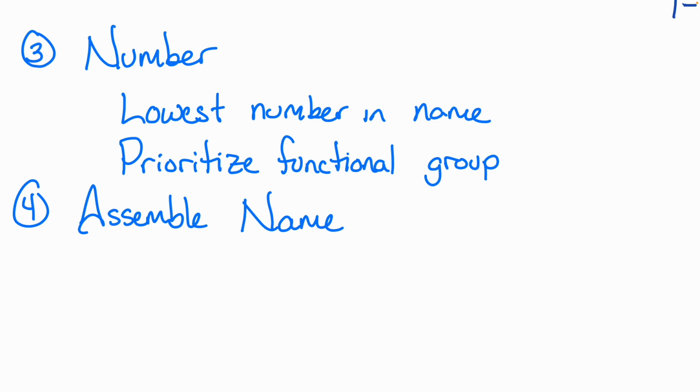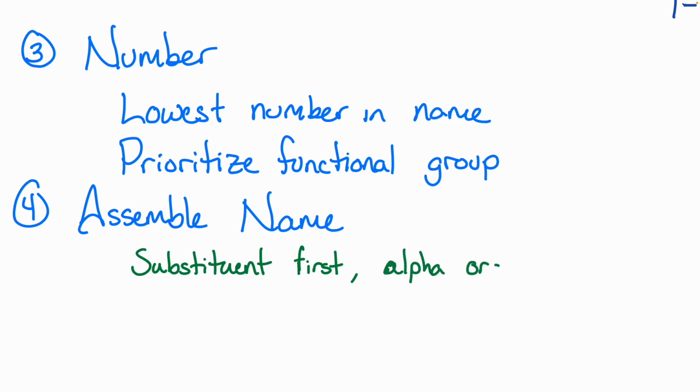When we assemble our name, we put our substituents first. We can just remind ourselves that they're supposed to go in alphabetical order. All right, then we got our parent chain. So we'll say 1, and then that functional group ending.